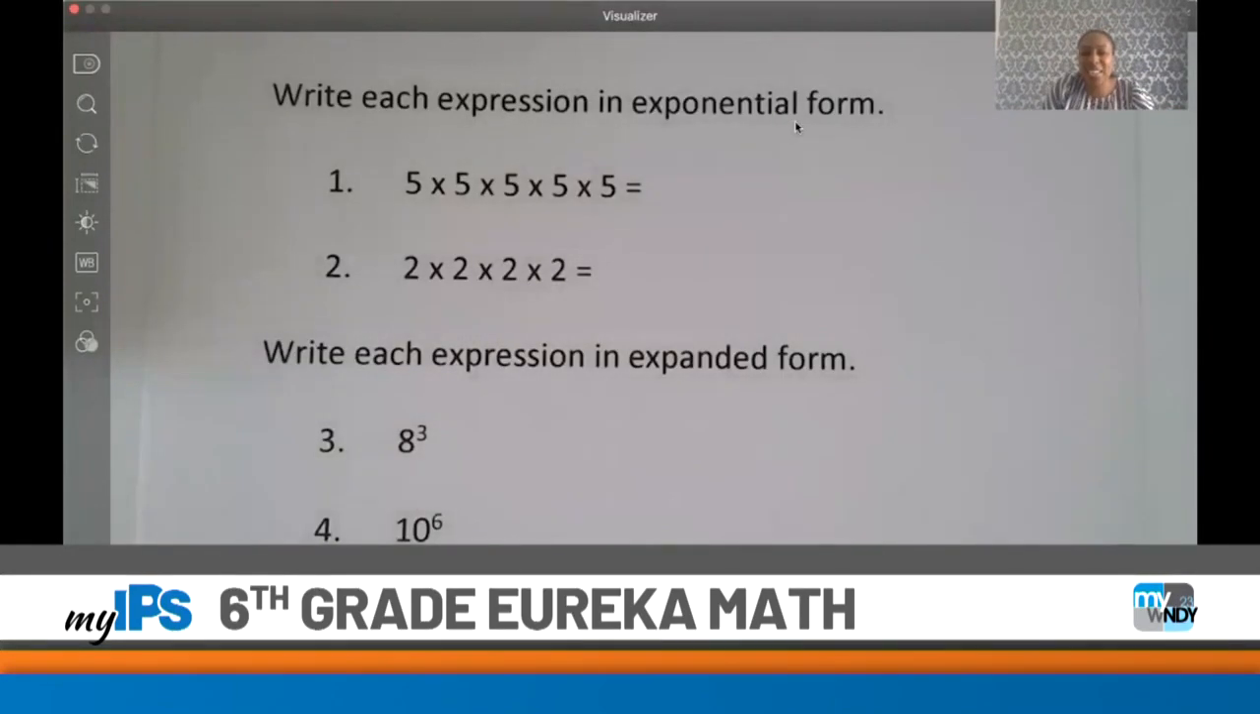Now let's take a look at examples 1 through 5. Write each expression in exponential form for numbers 1 and 2, and write each expression in expanded form for numbers 3 through 5. Go ahead and pause the video and resume the video when you're ready to review the answers.